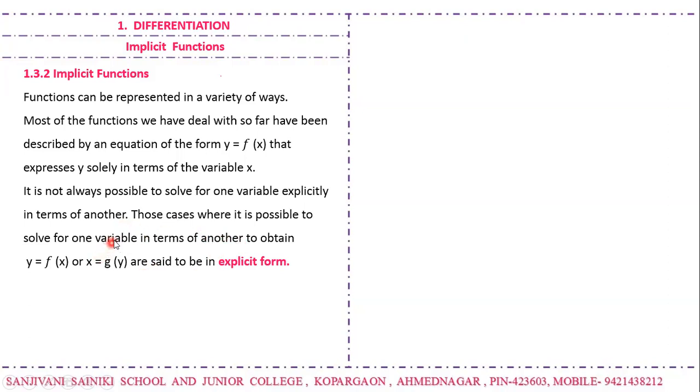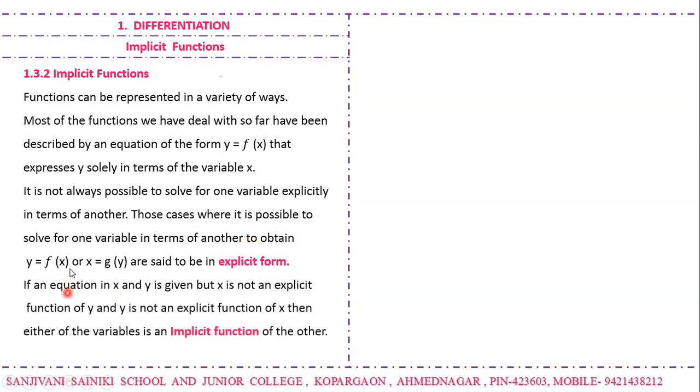So if you have been given a function and it is possible to express y in terms of x or x in terms of y, then we say that the functions are explicit functions, and that form is called the explicit form. Now, if an equation in x and y is given, but x is not explicitly a function of y, and y is not an explicit function of x, then either of the variables is an implicit function of the other.